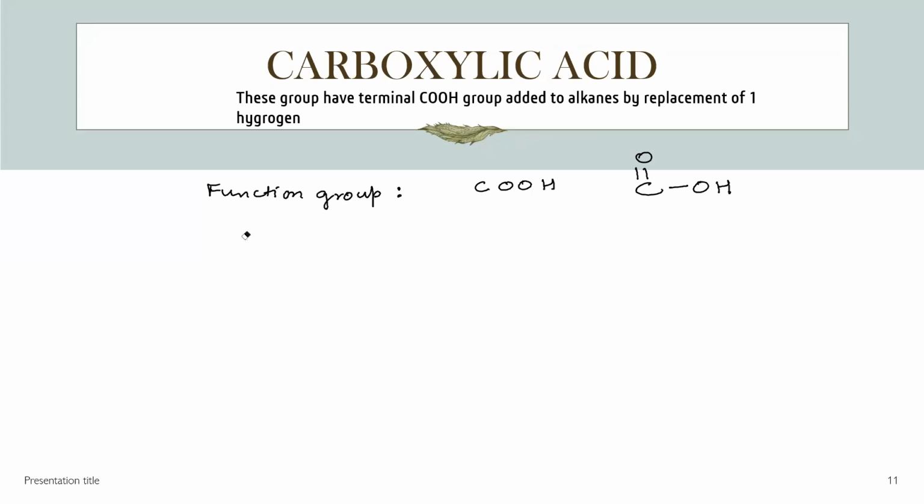We have the OIC group. Take any alkane. Again, drop the E and add the OIC acid group. And the name would be alkanoic acid. Okay, I hope this is clear. So it would be more clear from the examples.